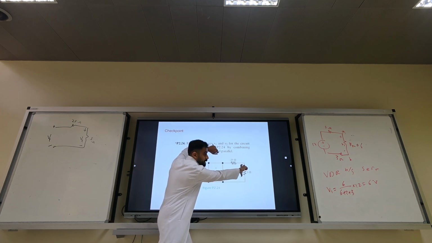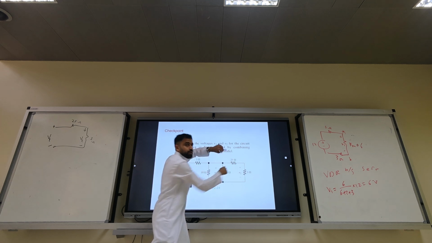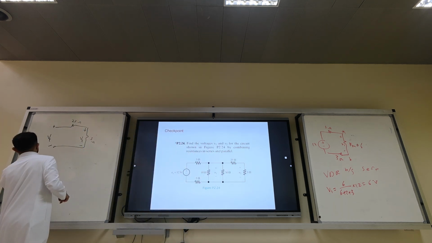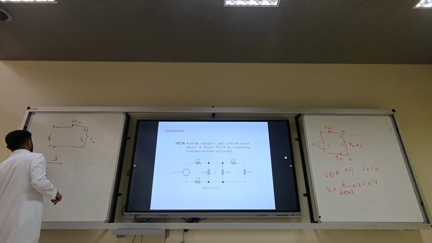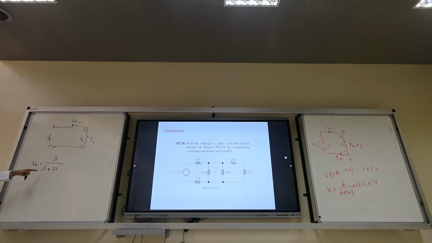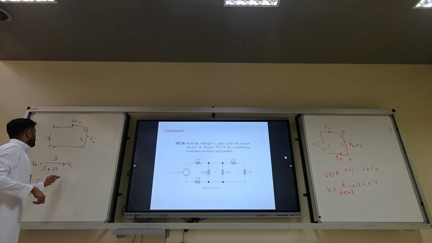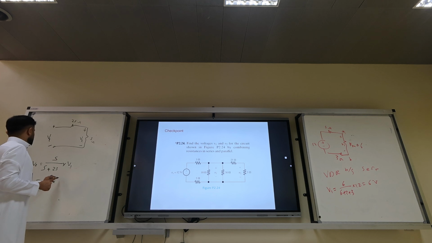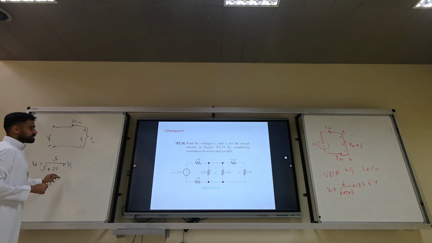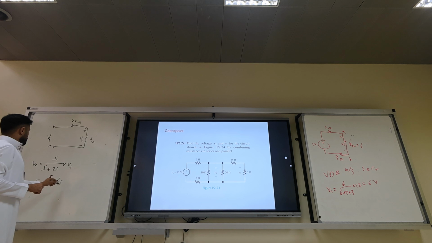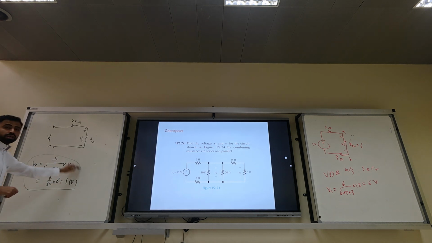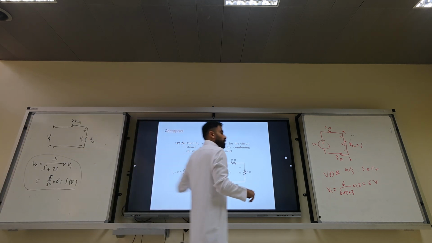5 over 30 will appear here, times whatever V1. So V2 equals 5 over 5 plus 25. Many students forget to add the 5 here. Times V1, which is 5 over 30 times 6. It's going to be 1 volt. So the answers to this checkpoint are 6 and 1 volts.